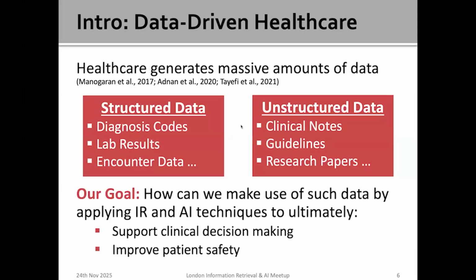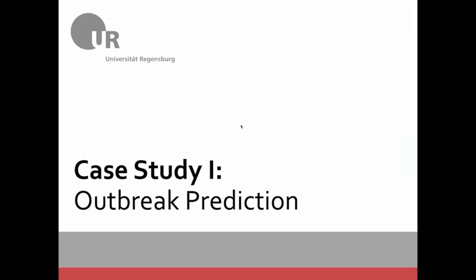And our goal is now we want to use methods of AI and IR to first of all support clinical decision making, and the ultimate goal would be to improve patient safety by using these methods that we have. And what I want to do now is present these two case studies that I mentioned to you. And the first one is on outbreak prediction.